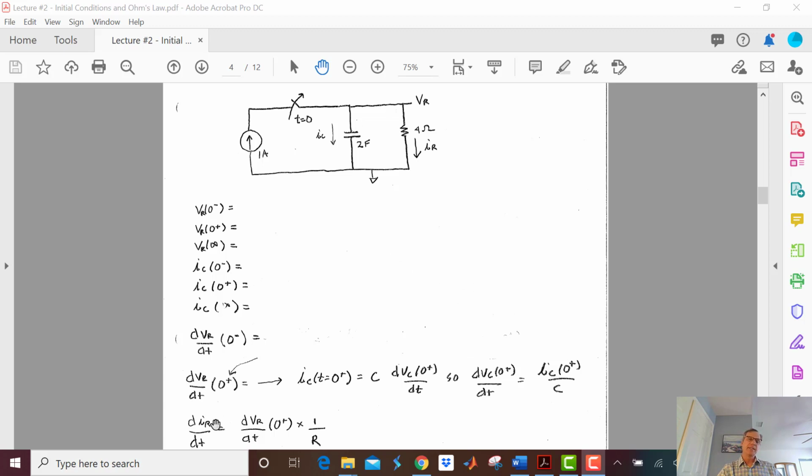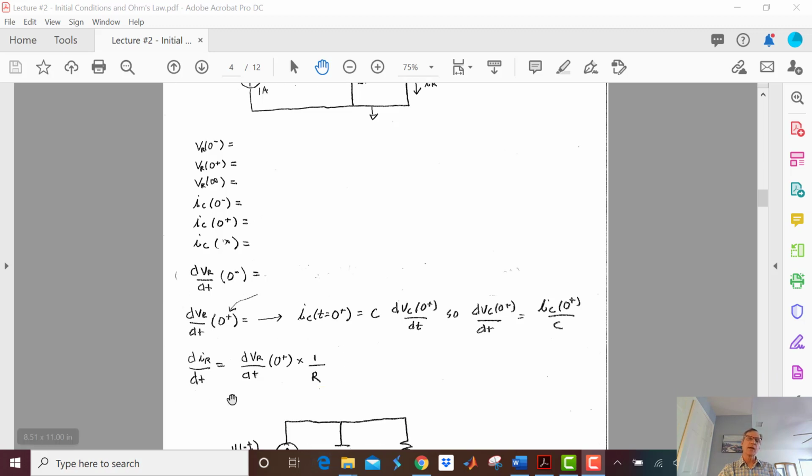Now I want to get dIR dt. And again, we've got to really look at what we're being asked for here. dIR dt. Well, isn't that going to be just dVR dt divided by R? I'm going to let you work that out. But the answer is yes.